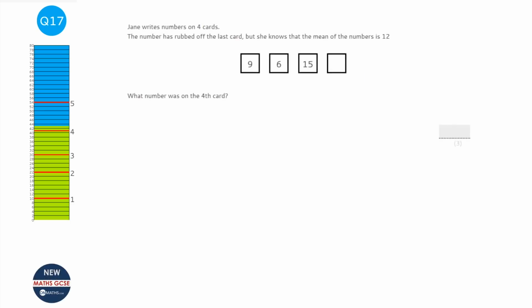Okay, so for this question, we've basically got the mean of the numbers. We know what 3 of them are, but we don't know what the 4th one is because the numbers rubbed off. So first thing for this question is think about how you would work out the mean. You'd work out the mean by adding these numbers together and then dividing the answer by the amount of numbers we've got, which is 4. And we know that equals 12.